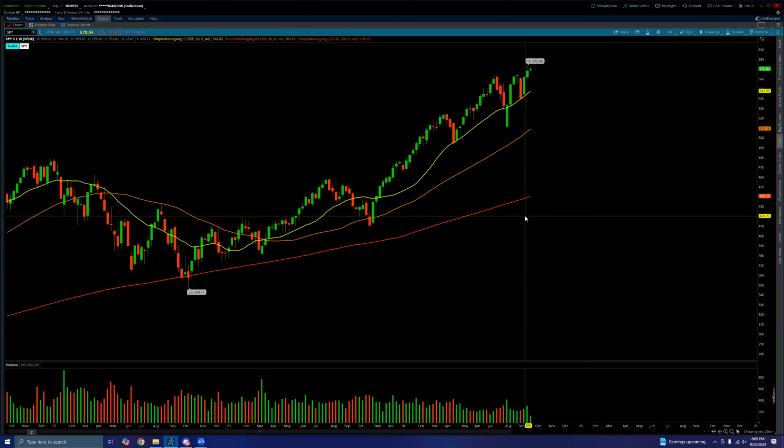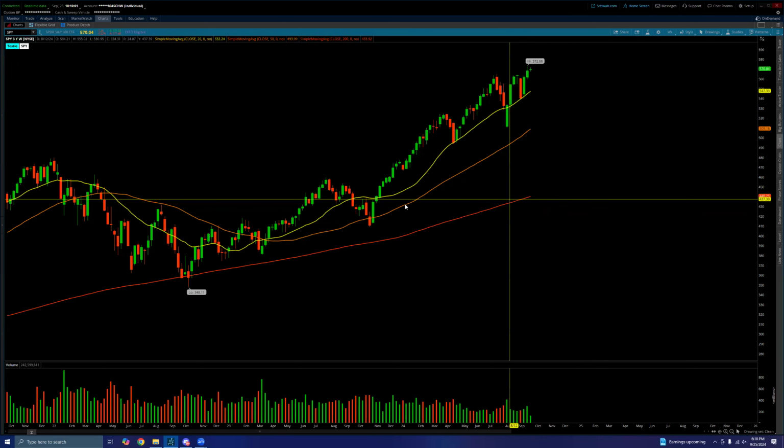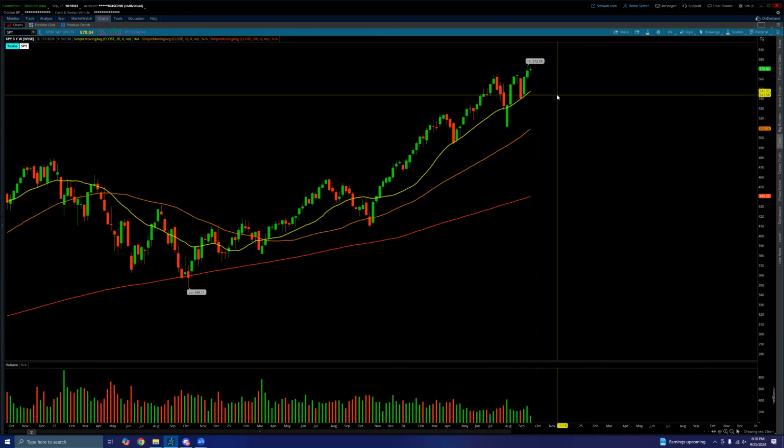So the last 200 closes of the weekly chart added together, divided by 200, gives us an average price of about 440. And same thing for the 50 and same thing for the 20. And the significance of these moving averages is they are very commonly used to represent the long-term trend.